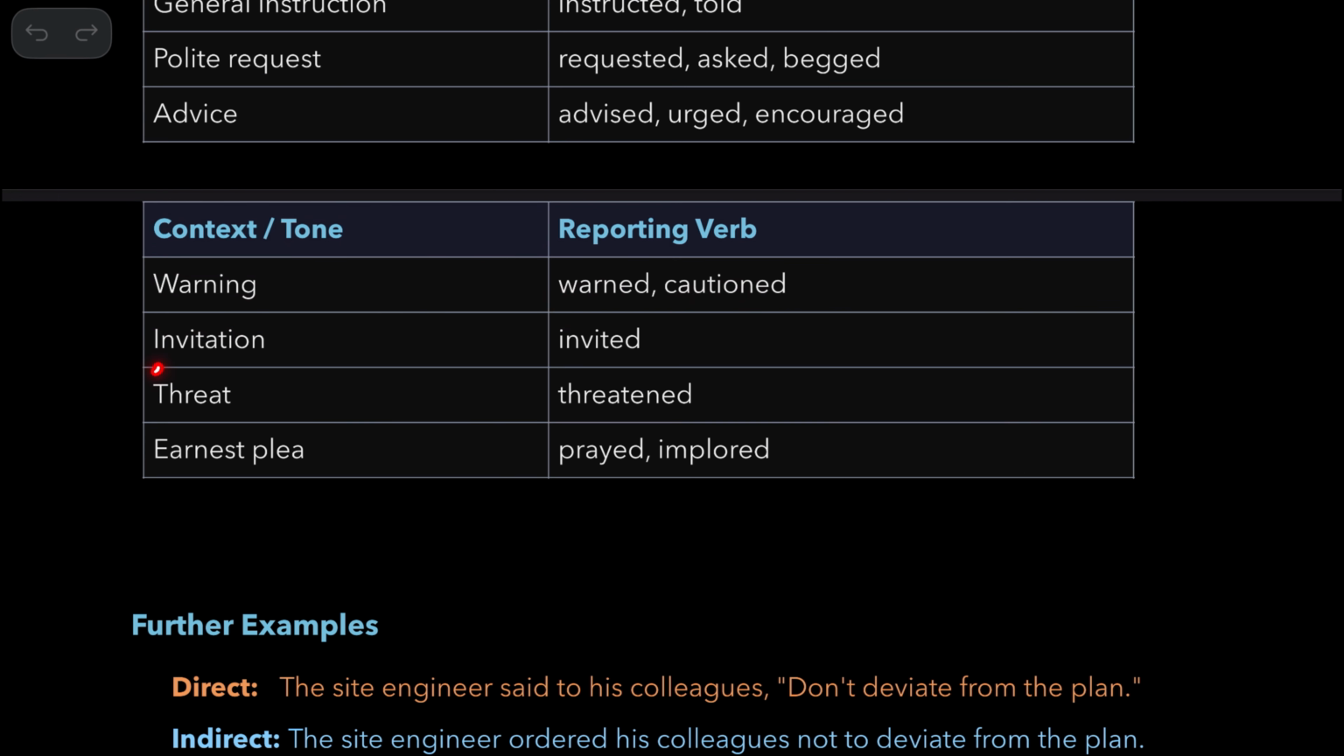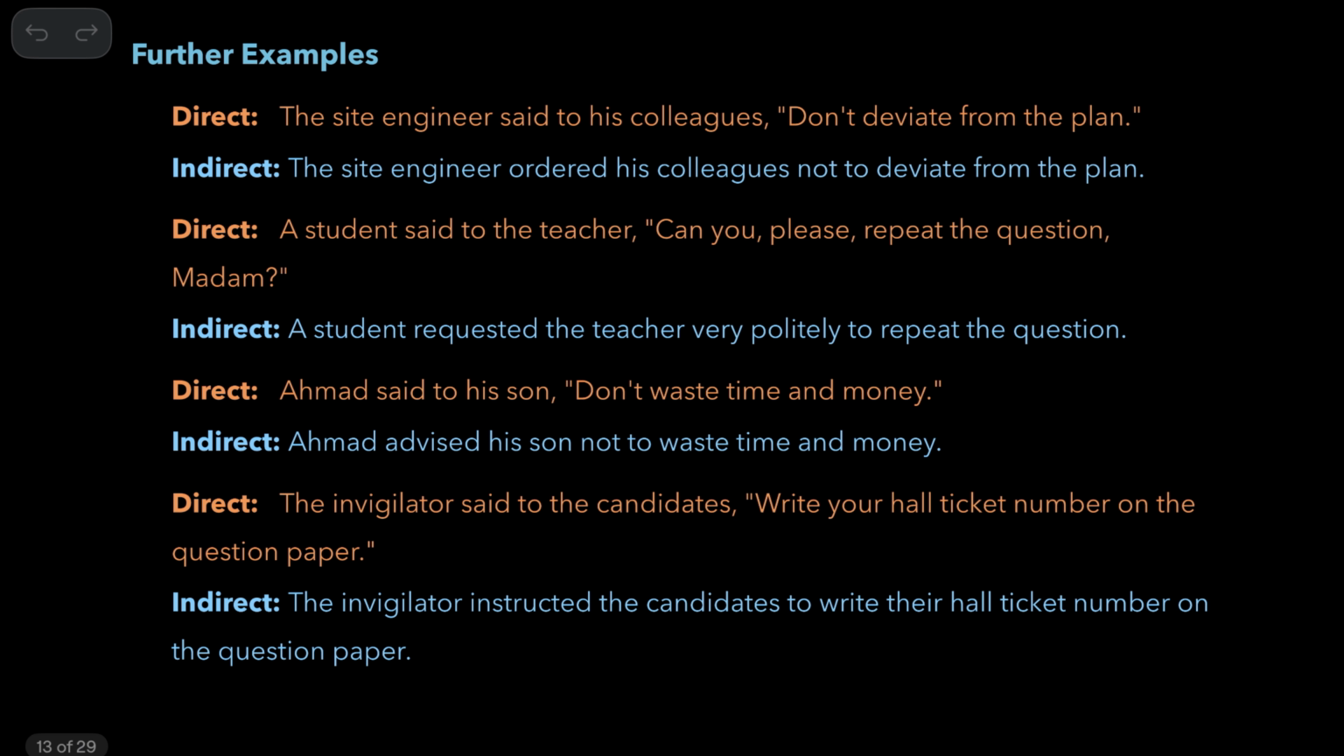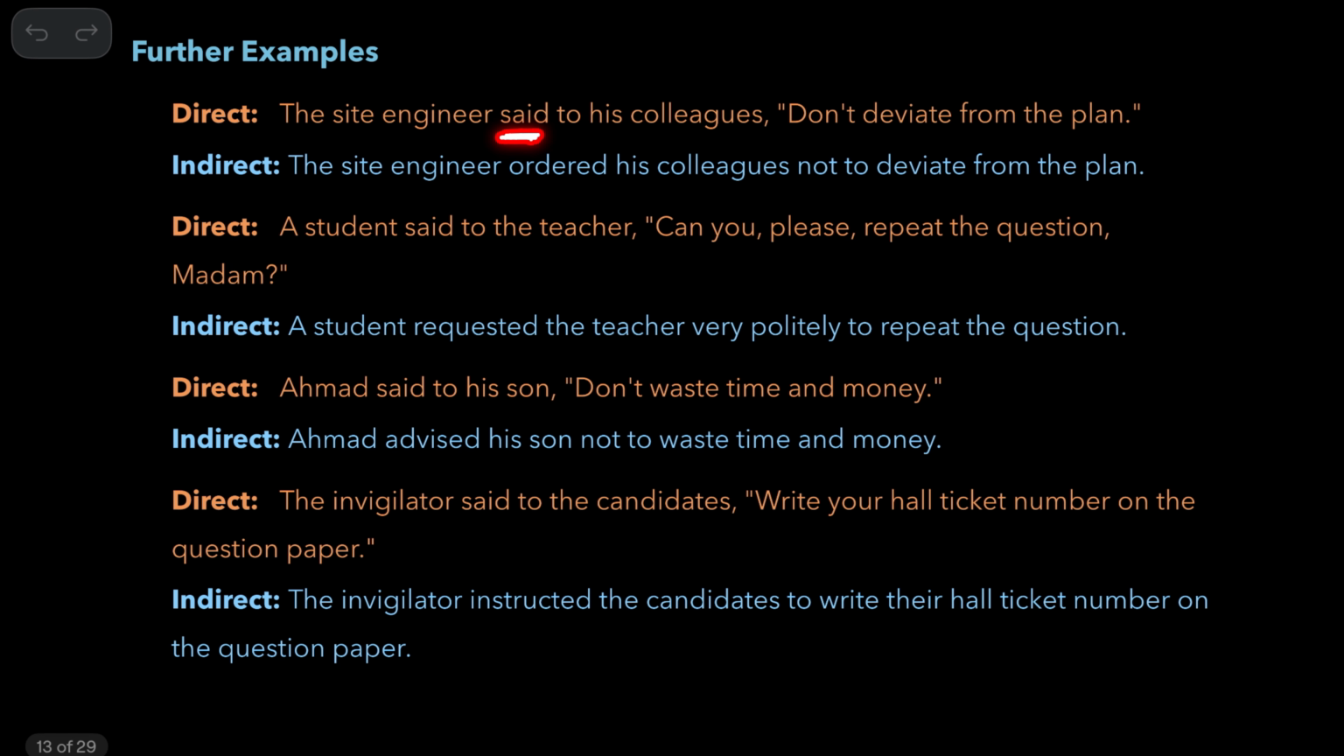If it is an invitation, then invited. If it is a threat, threatened. If it is a sincere serious request, you can say prayed or implored. Now take a look at some of the examples. See here, said is there. The site engineer said to his colleagues, don't deviate from the plan. The site engineer ordered his colleagues not to deviate from the plan because he is a boss and others are working for him. It's like an order.